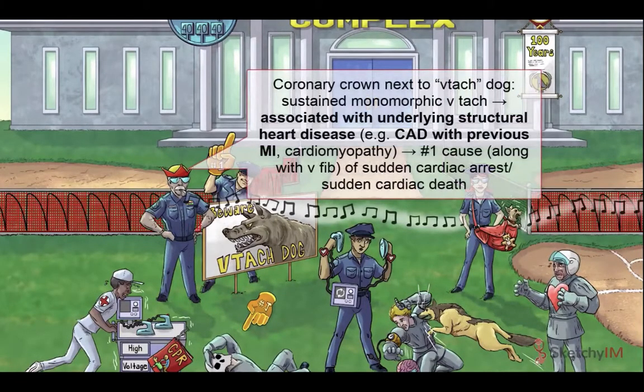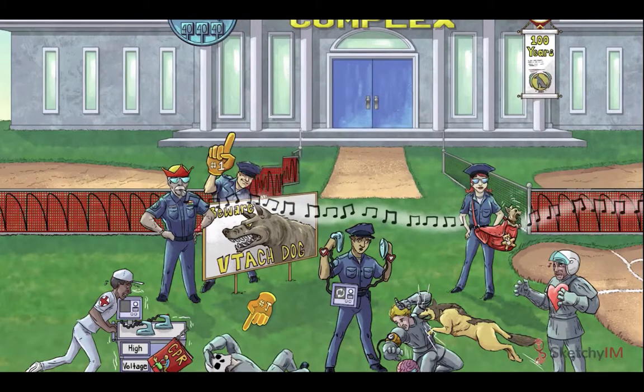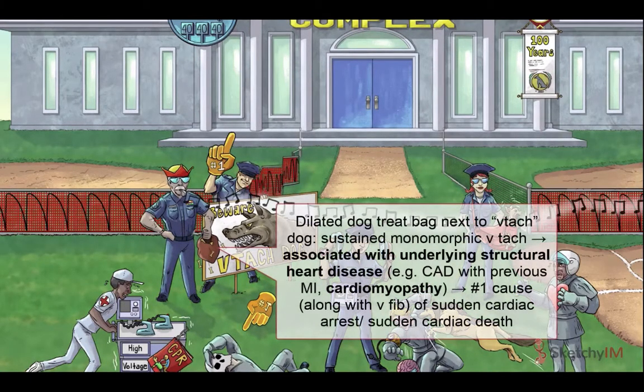Sustained monomorphic VTAC is most commonly associated with coronary heart disease, especially in patients with a previous MI. Hence the clogged coronary crown worn by the chief here. Underlying structural heart disease, such as cardiomyopathy, is also a risk factor. So we've given the chief here a dilated heart bag full of doggy treats, evoking an image of dilated cardiomyopathy.